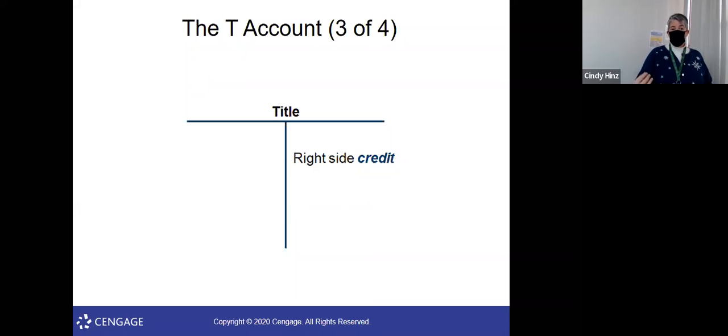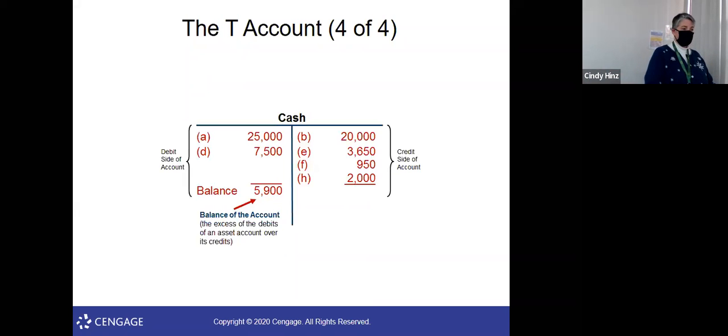For you, though, you're going to have to learn that. Debit just means left. Credit just means right. It does not mean good or bad. It does not mean add or subtract. It simply means the left side and the right side.